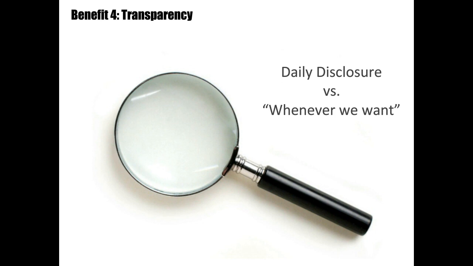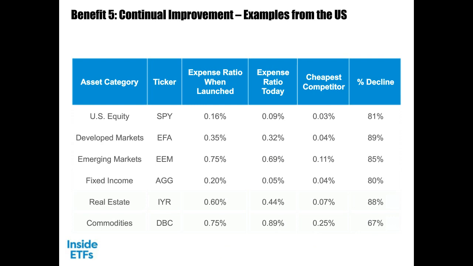The last one I wanted to touch on is continual improvement. And this, again, is U.S. data because I didn't have Canadian data, and the U.S. industry has a longer continuous track record for its funds. But I did want to point this out. We've heard a lot about the fee wars in ETFs taking place in every major geography where ETFs exist, and that's definitely the case. But some people understate the impact of this. This looks at the first ETF to launch in each of 6 major categories: U.S. equity, developed markets, emerging markets, fixed income, real estate, and commodities.